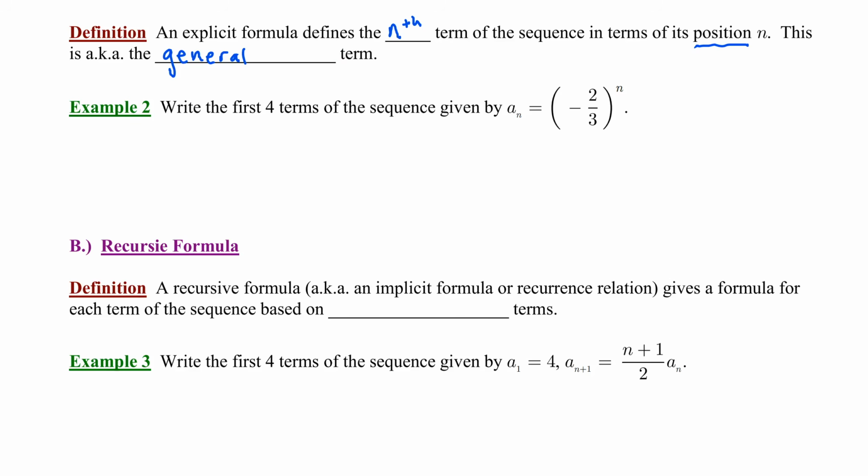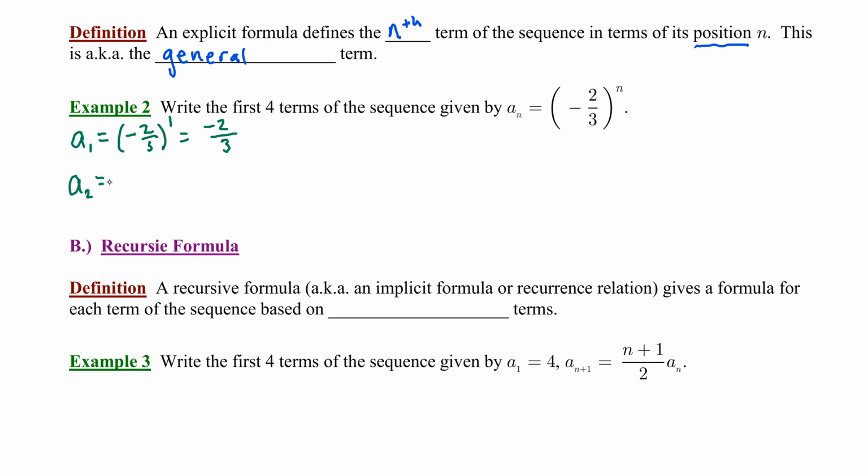So an explicit formula is given as a function of n, where n is the position of the term in the sequence. For example, write the first four terms of the sequence given by a sub n equals negative 2/3 to the nth power. This is an explicit formula, also known as an nth term formula or the general term. So to find a sub 1, the first term in the sequence, I'm simply going to plug 1 in for n and evaluate. So the first term of our sequence here is negative 2/3.